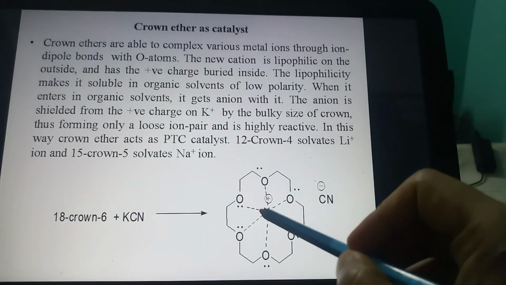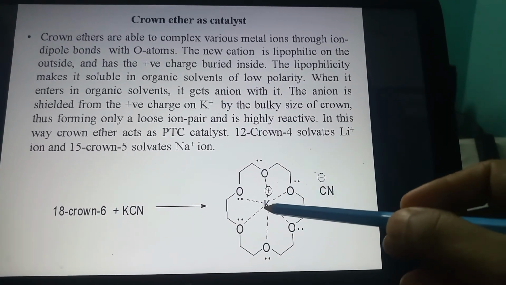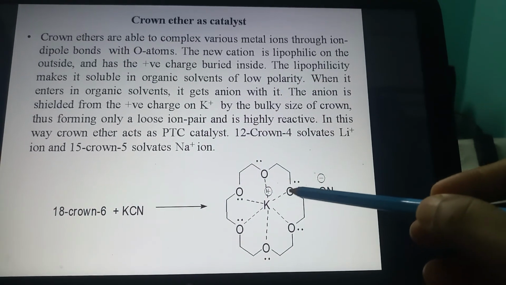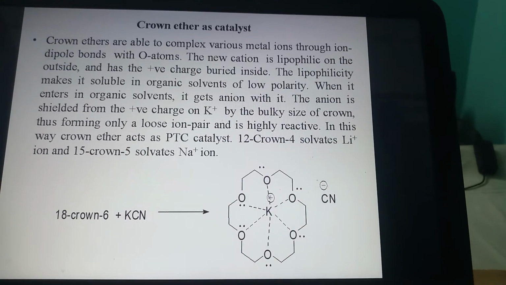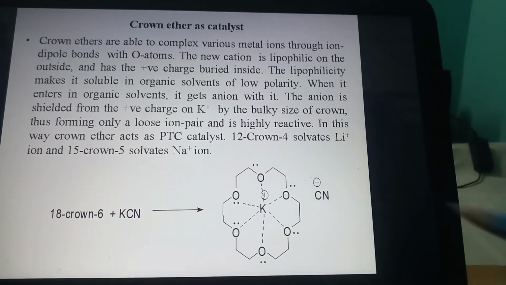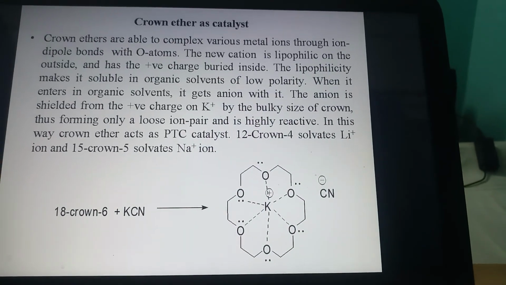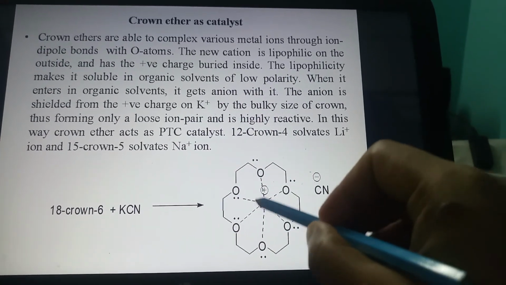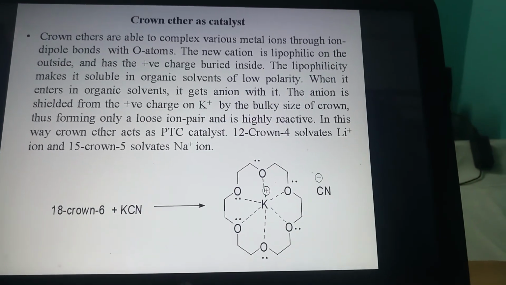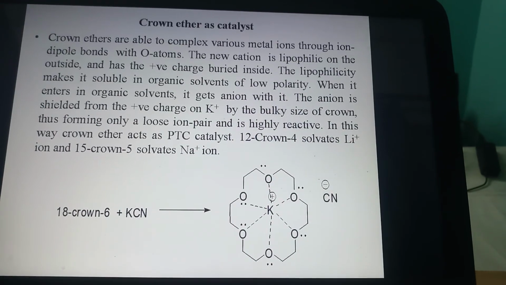Because the metal ions are positively charged species, they can be quickly bound by the oxygen lone pairs. The new cation is lipophilic on the outside, that is, fond of fat, and has the positive charge buried inside, like the metal ion. The lipophilicity makes it soluble in organic solvents of low polarity.